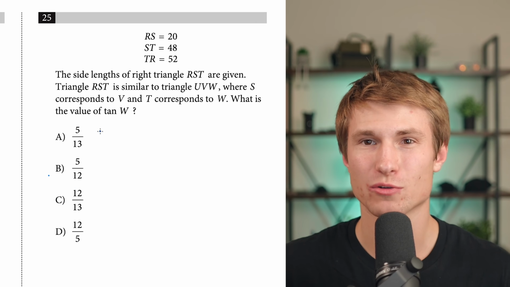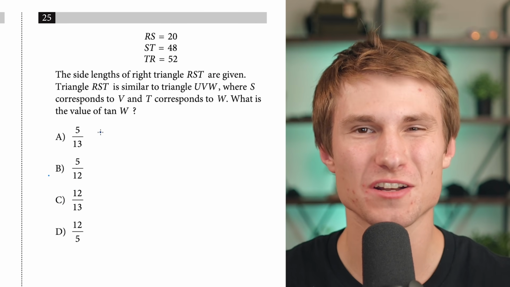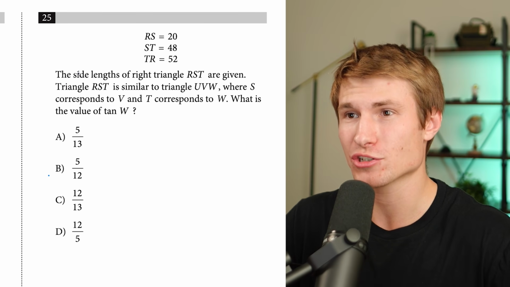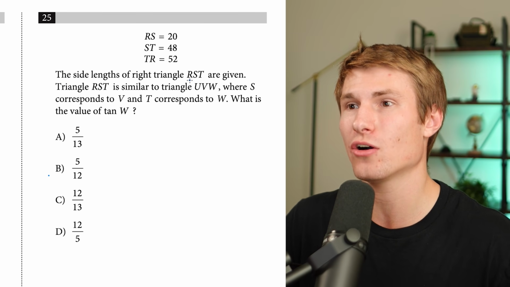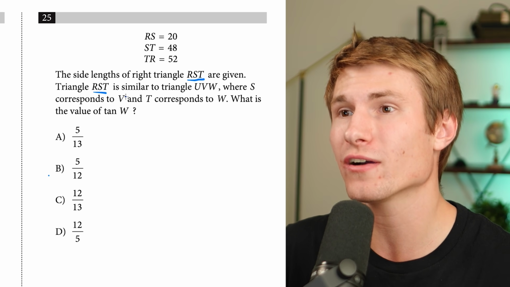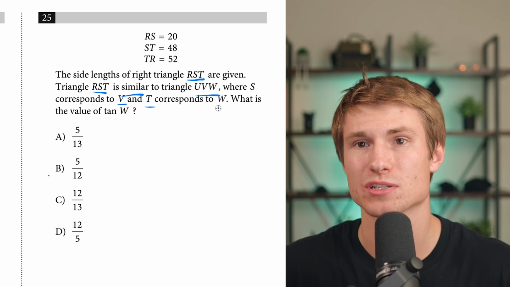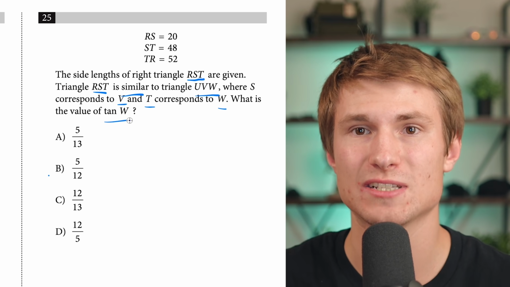Here's how to solve this question about similar triangles and tangents on the SAT math section. Question 25 states the side lengths of right triangle RST are given. Triangle RST is similar to triangle UVW, where S corresponds to V and T corresponds to W. What is the value of tan of W?